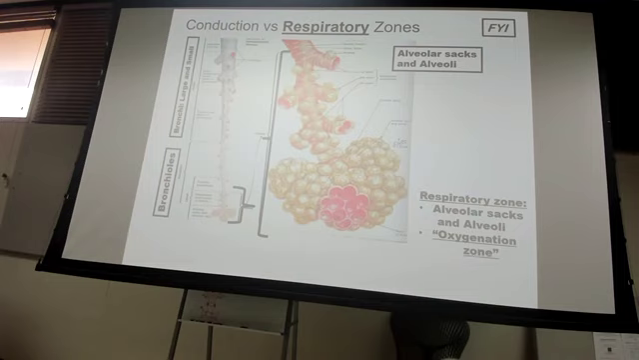Conduction versus respiratory zone, right? This is where all that happens in the alveoli, where all the gas exchange happens. So grape-like structures.